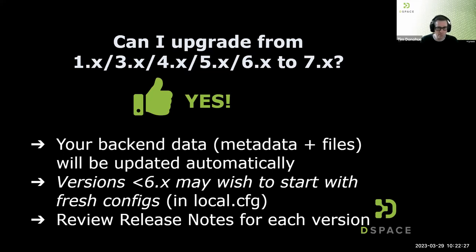If you're upgrading from something before DSpace 6, you really might want to consider starting with fresh configurations on the backend in that local.cfg file, since that was brand new in DSpace 6. This gives you an opportunity to review what your configs are and simplify the configuration by adding things into the local.cfg. And we still do recommend looking at the release notes for all the releases in between your upgrade process, just to be aware of changes that occurred. But you can upgrade from any old version of DSpace into 7. You can do that from any version all the way back to DSpace 1.